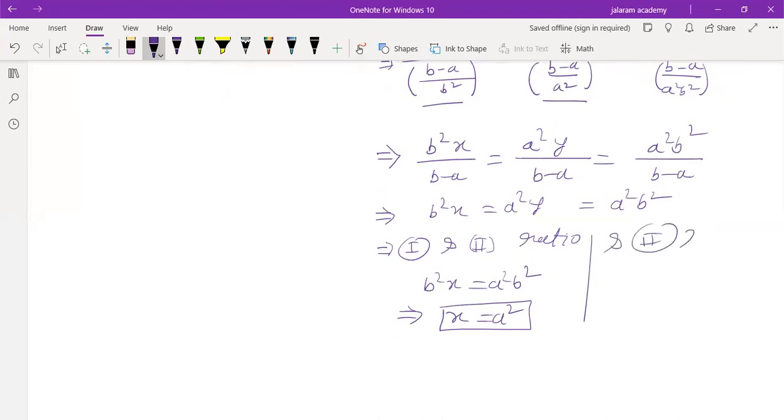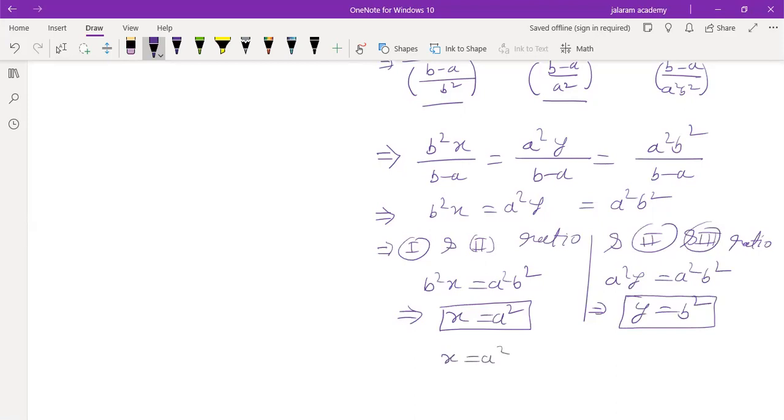Second and third ratio, what will be the result of taking second and third ratio? So a square y equals a square b square. a square will be cancelled out from both. So y equals b square. Is that clear to everyone? So x equals a square and y equals b square are the two answers.